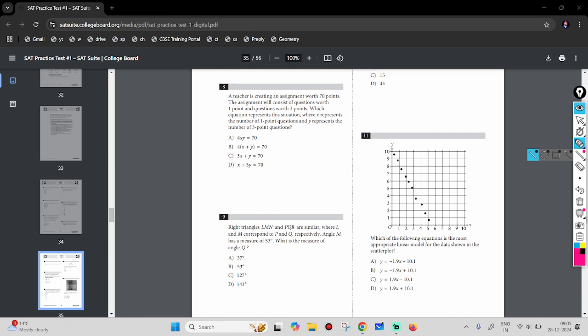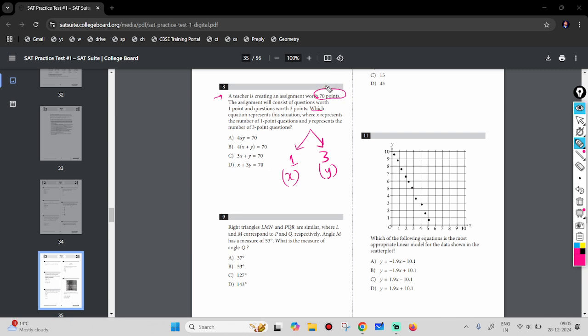Okay, so this one has some equations, algebra. A teacher is creating an assignment worth 70 points. So we have 70 points. The assignment will consist of questions worth 1 point and questions worth 3 points. So there are two types of questions. One type where we get 1 point, and one where we get 3 points. Which equation represents the situation where x represents the number of 1-point questions, and y represents the 3-point questions? So x questions are such where we have 1 point to each question, and y questions are such where we have 3 points to each question.